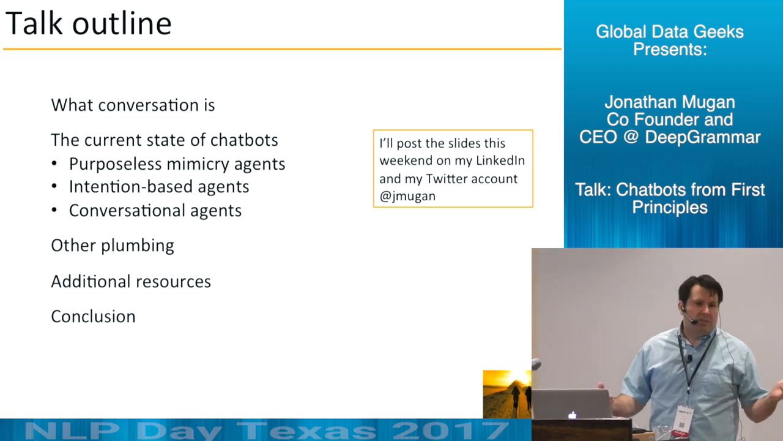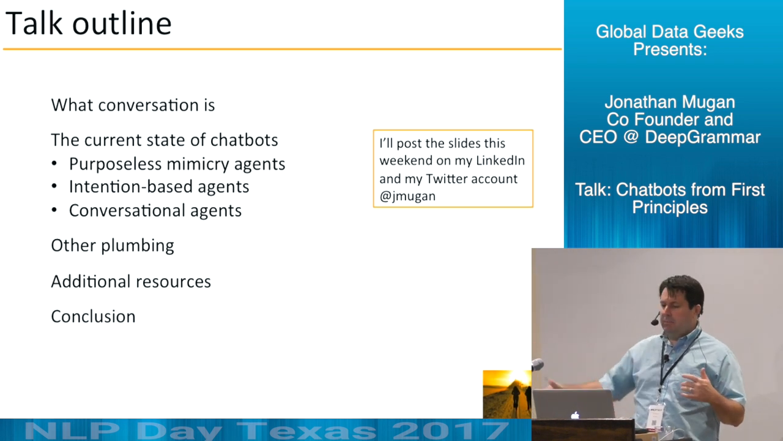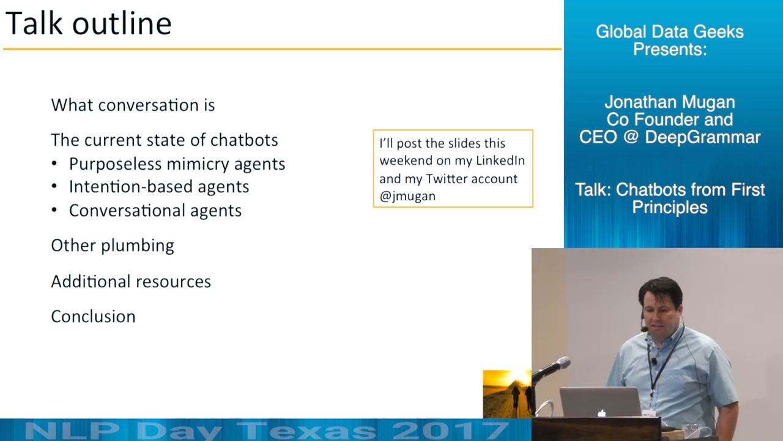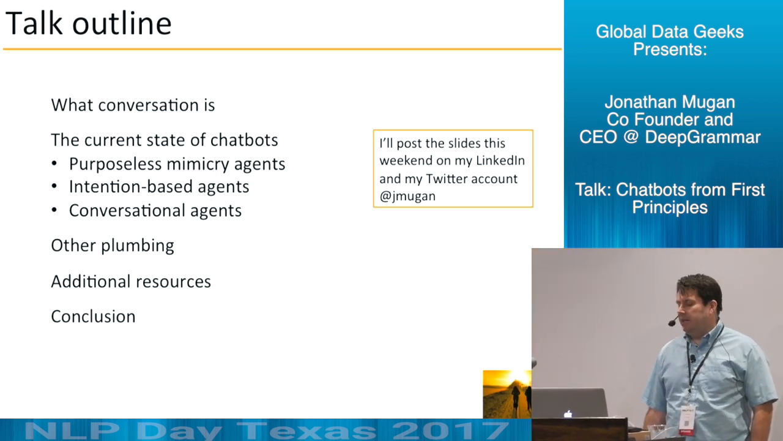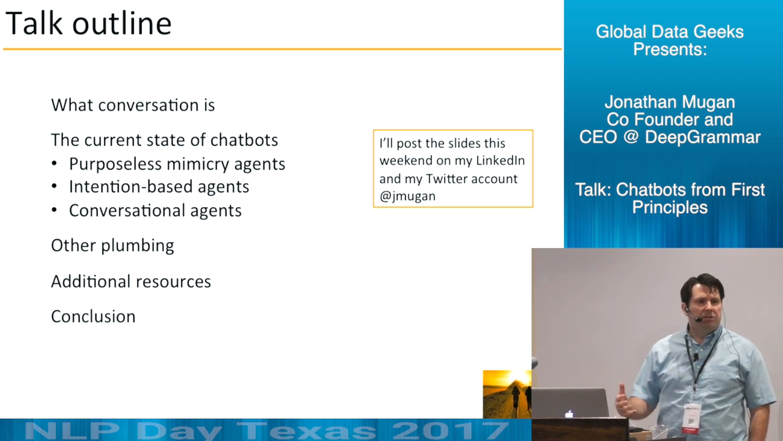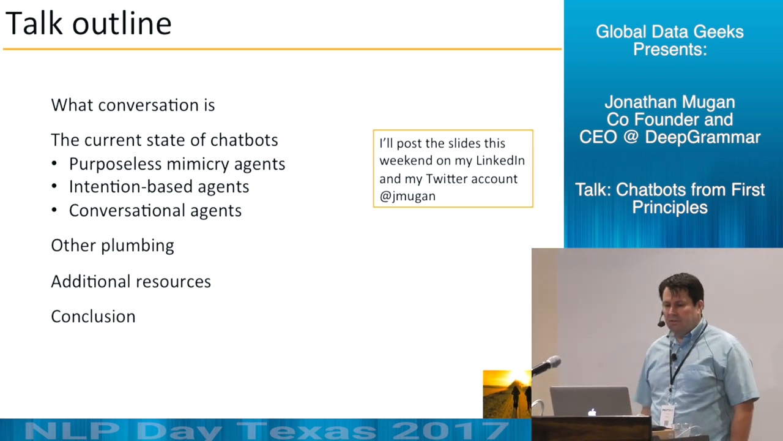So purposeless mimicry would be like Eliza, these kinds of things that just take a bunch of data and then spit out what someone might say. Attention-based agents might be like Alexa, the home assistant, or Siri. And then conversational agents, which have to actually keep track of state and how a conversation is unfolding over time.